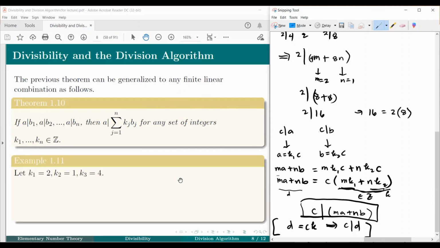Now, let me give an example. Let K1 be equal to 2, K2 be equal to 1, K3 be equal to 4.